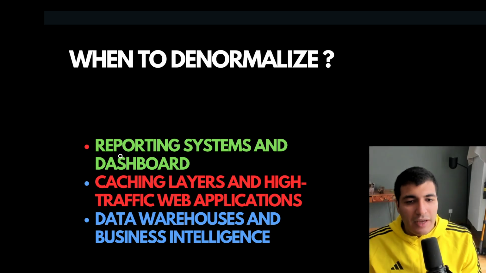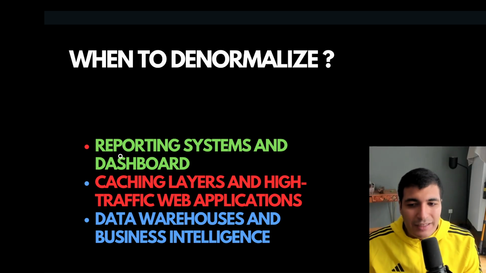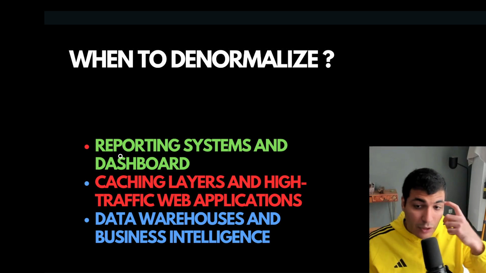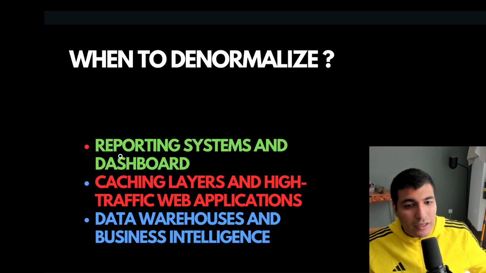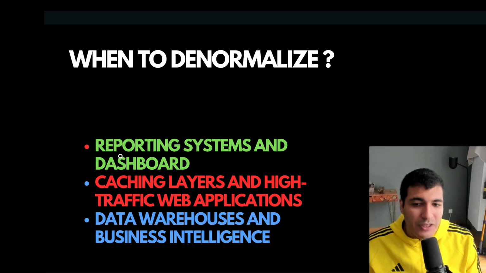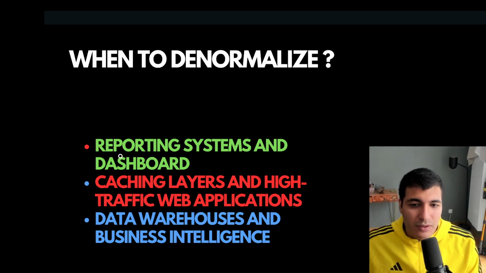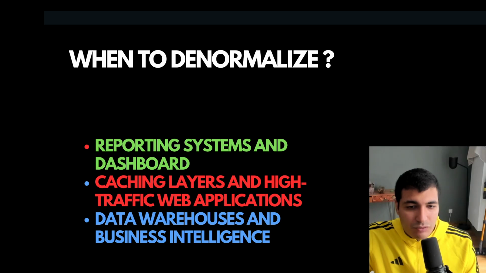Number two, in caching layers and high traffic web applications. Web applications that need to serve content extremely quickly, think social media feeds, popular product catalogs, or news sites, can significantly benefit from having pre-joined or pre-computed data stored in denormalized formats, perhaps even in a dedicated caching layer like Redis or Memcached. This minimizes database load for frequent reads.